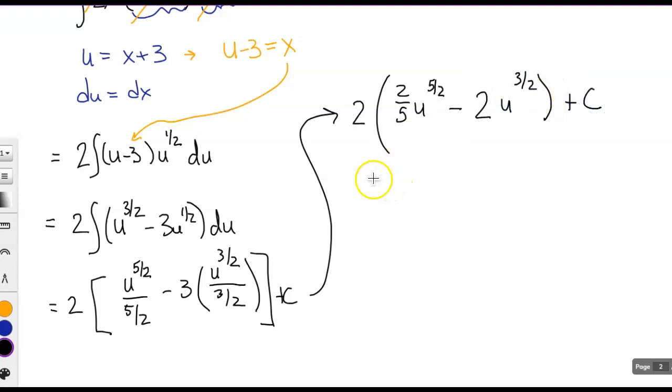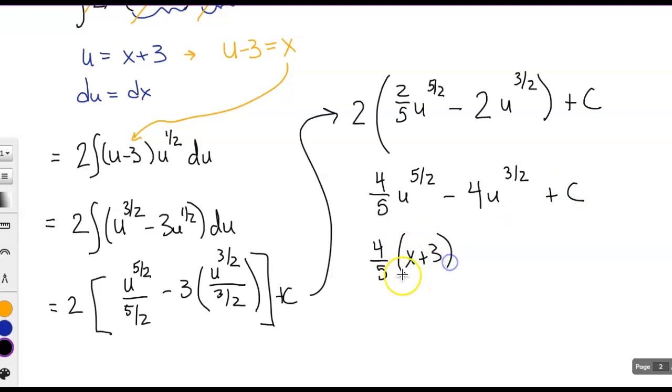I'm going to distribute the 2. So 4/5 u to the 5/2 minus 4u to the 3/2 plus c. And then back substitute. So 4/5 times (x plus 3) to the 5/2 minus 4 times (x plus 3) to the 3/2 plus c.